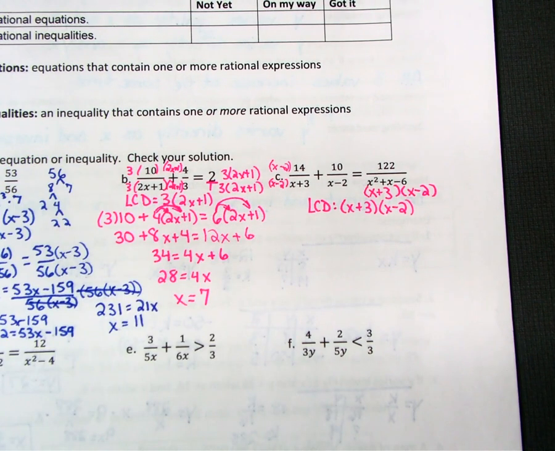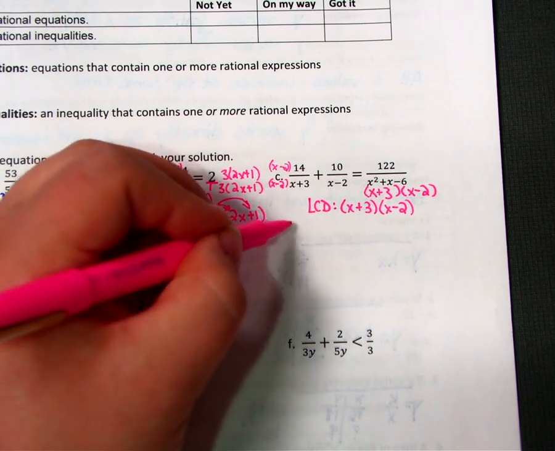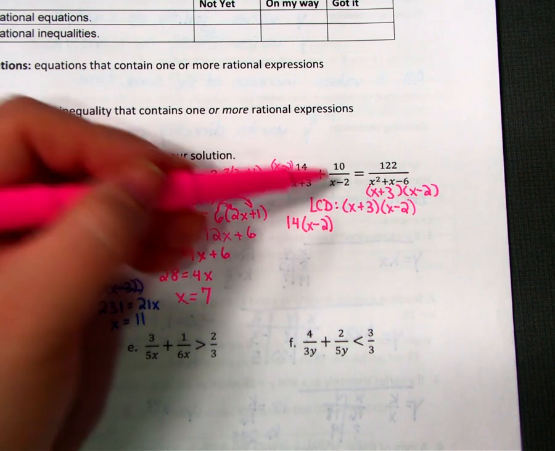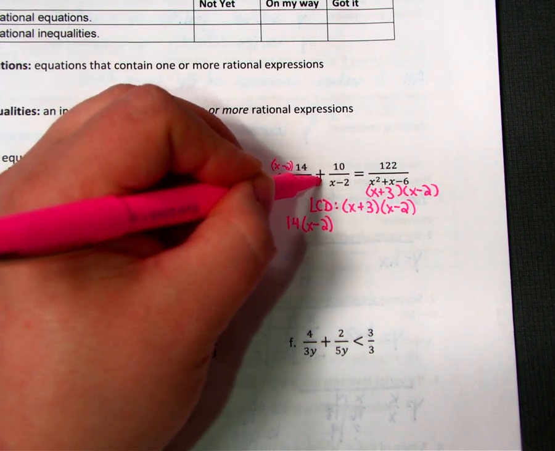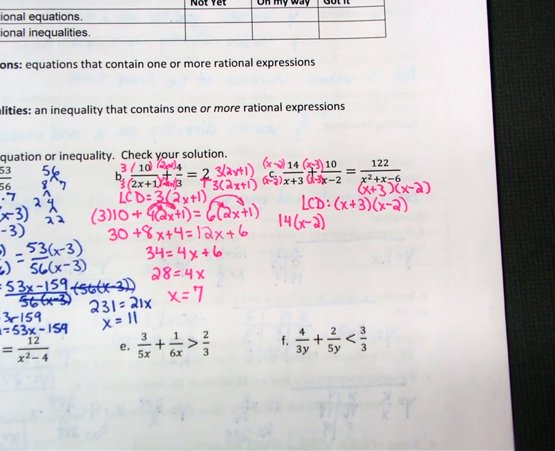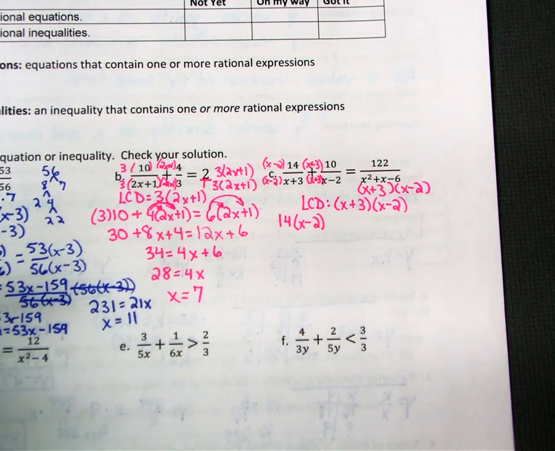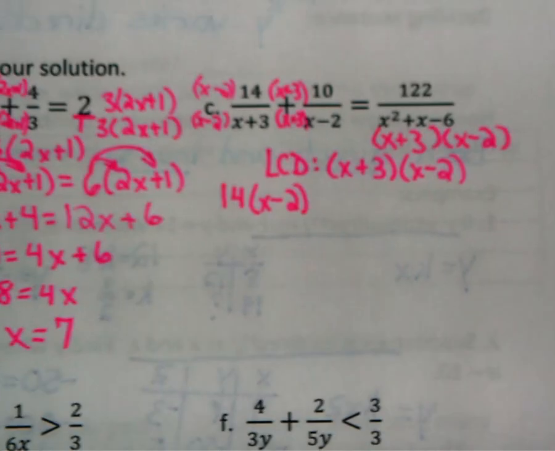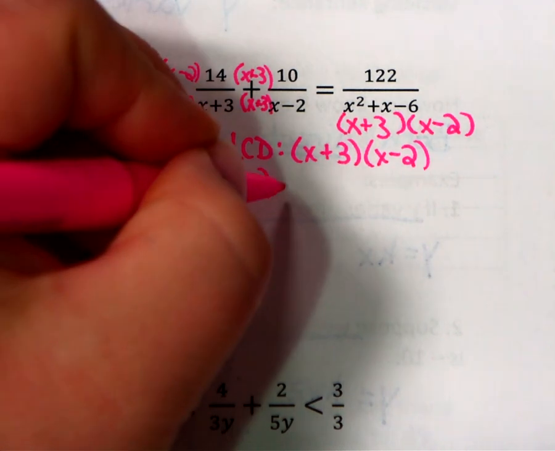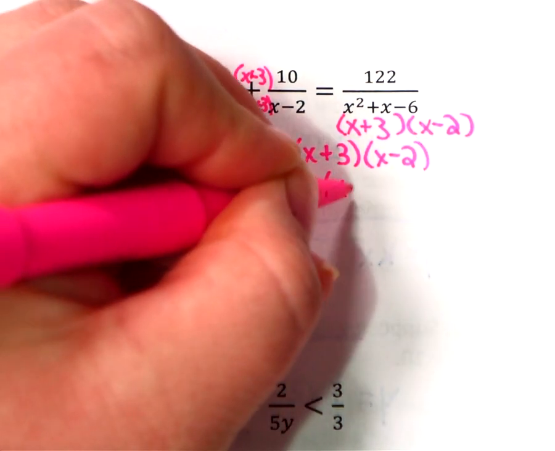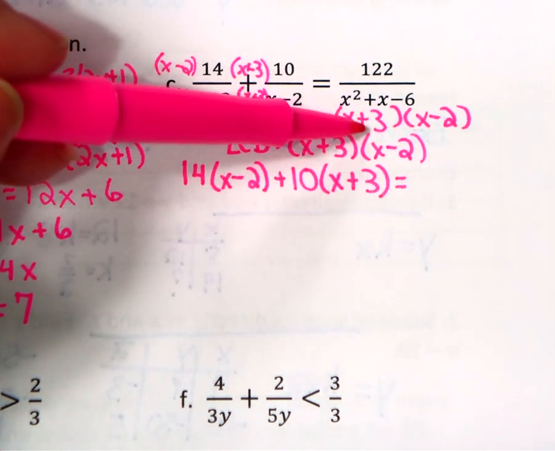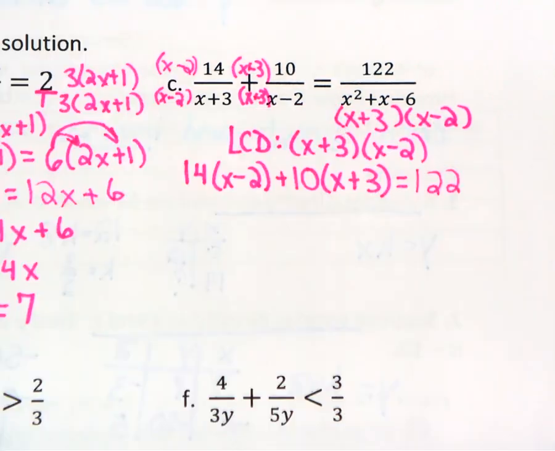So I'm going to focus only on the numerator. 14 times x minus 2. The next denominator was missing an x plus 3. So I'm going to focus only on the numerator, 10 times x plus 3. And then the final denominator isn't missing anything, so I can leave it as just 12.